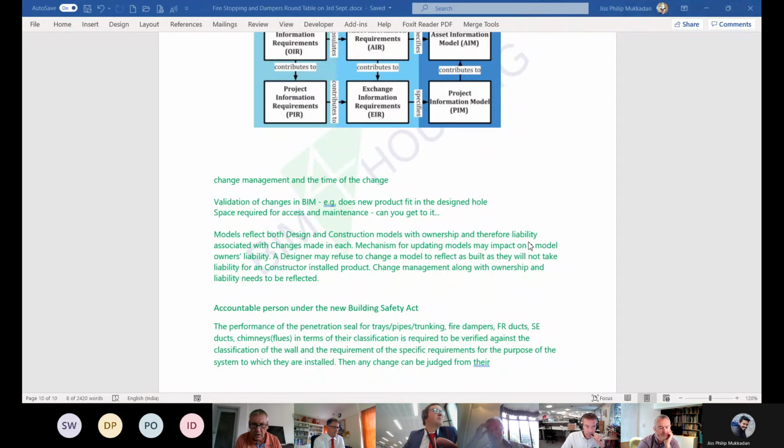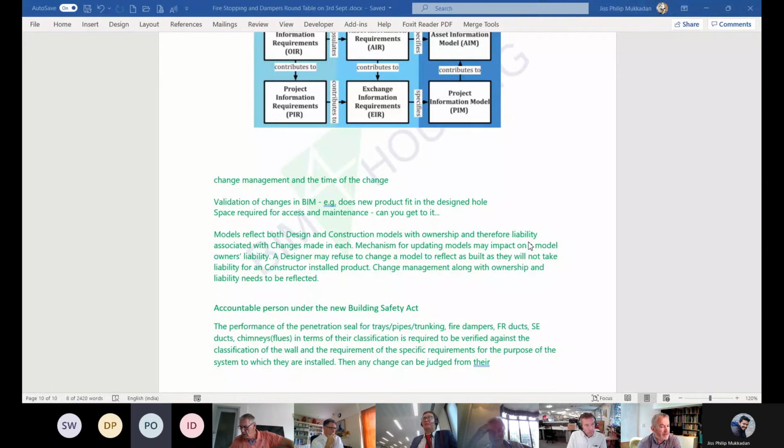Mike, from what you were saying earlier with regard to the new building safety regs, do you see that we may be moving back towards a system where more products and materials are going to be specified at the earlier stage of the project?